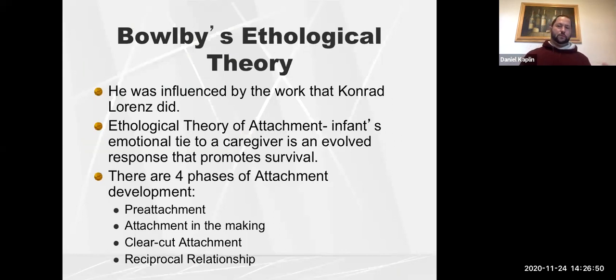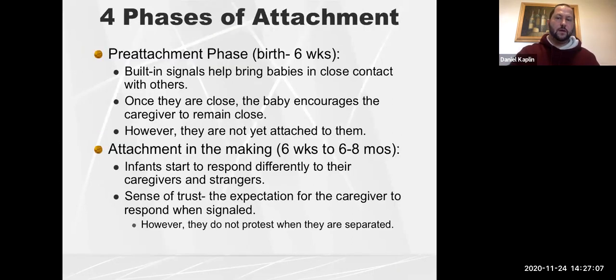From an ethological point of view, we have Bowlby, who was influenced by Konrad Lorenz's work. And he said that this emotional bond or attachment evolves in a way that promotes survival, and it occurs in 4 phases. So the pre-attachment phase, which is birth to 6 months, there are natural built-in signals that bring babies close with others and vice versa. By 6 weeks to about 8 months, you have what's called attachment in the making.